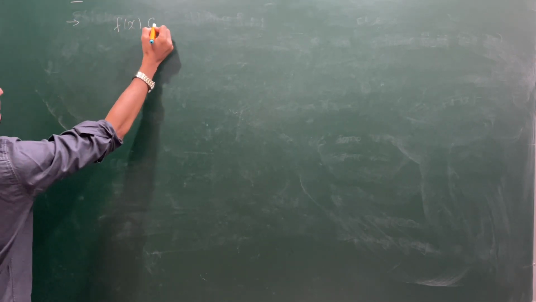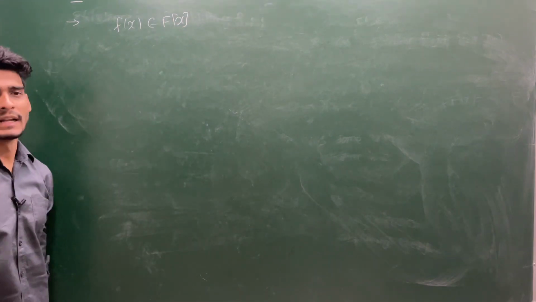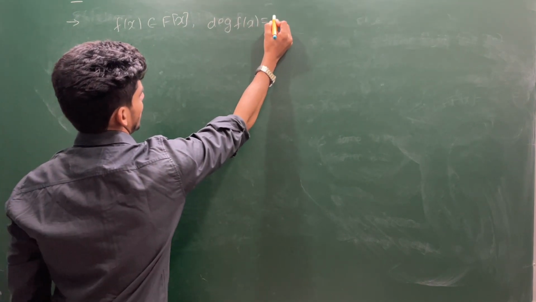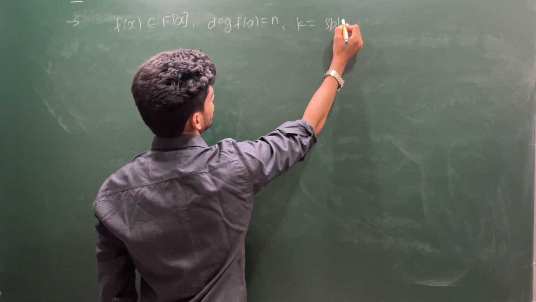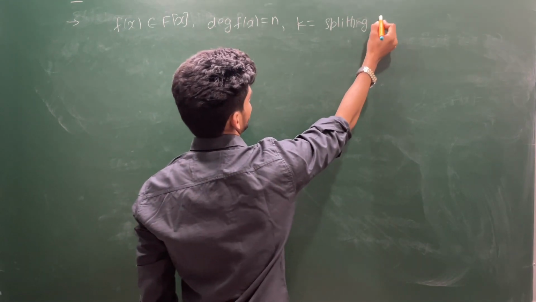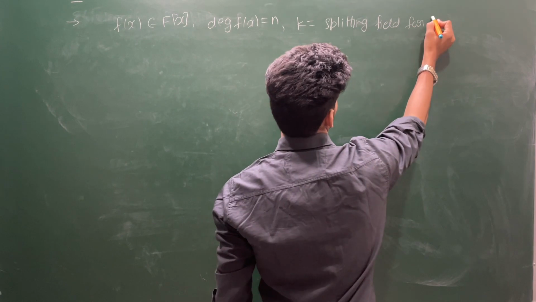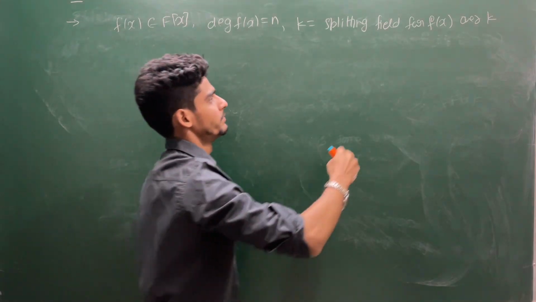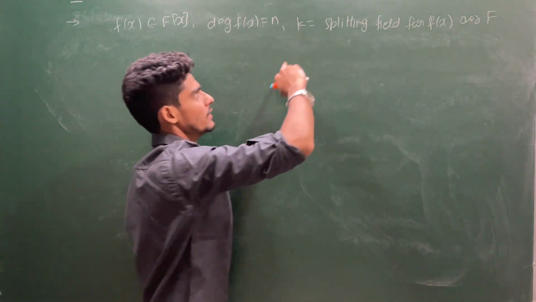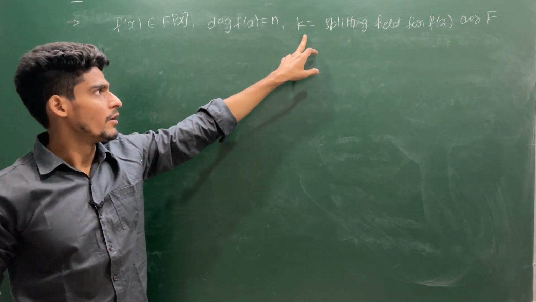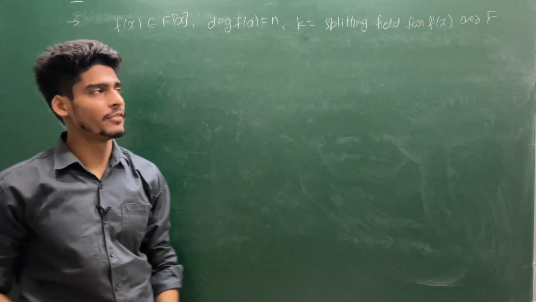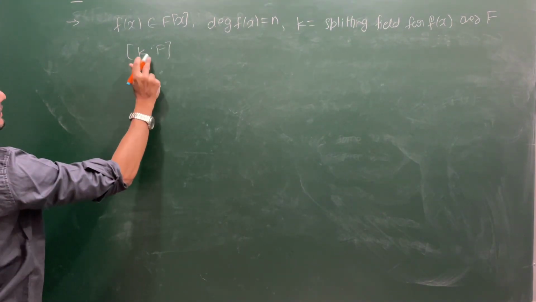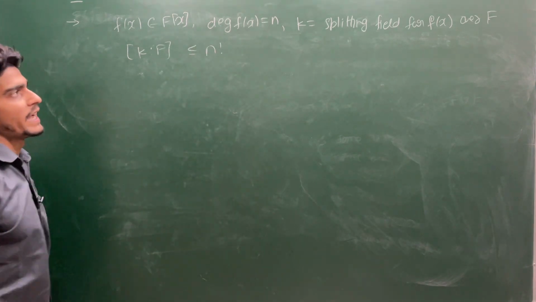Let f(x) belong to F[x]. Say the degree of f(x) is n, and let K be a splitting field for f(x) over F. That means this K over F is an extension of F which is a splitting field for this f(x). I want to prove the degree of this extension is actually at most n factorial.